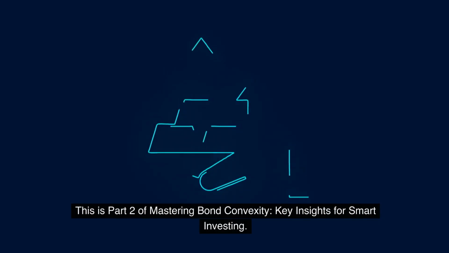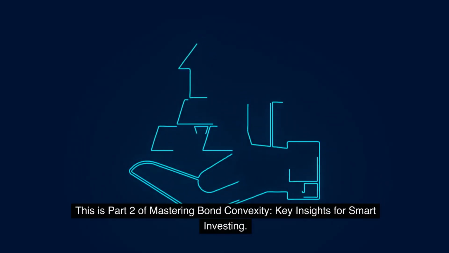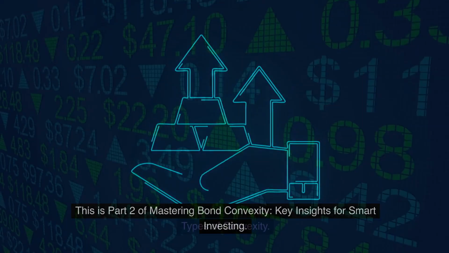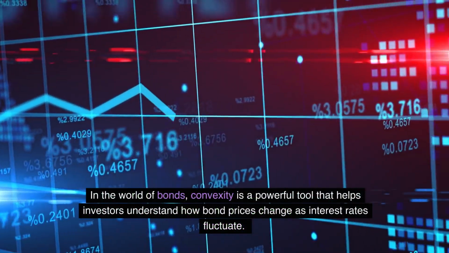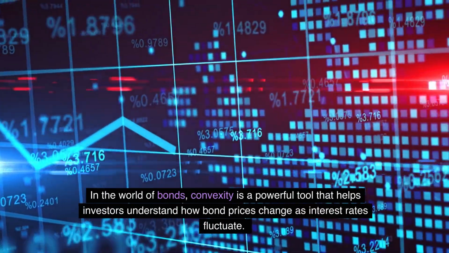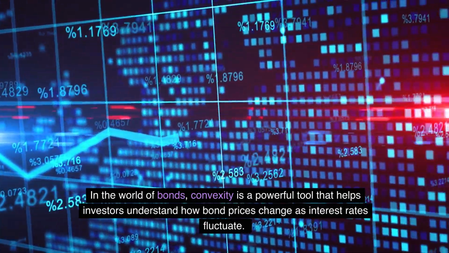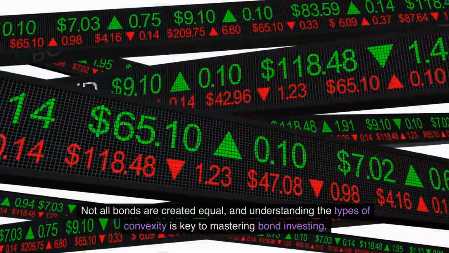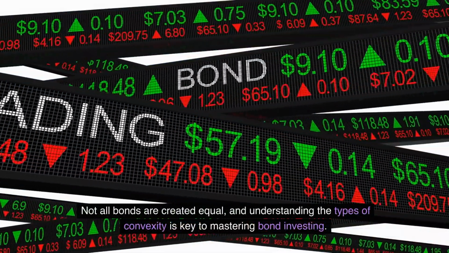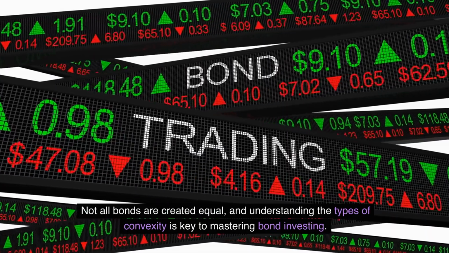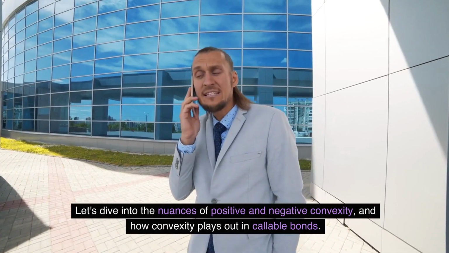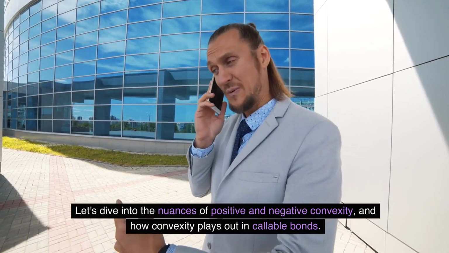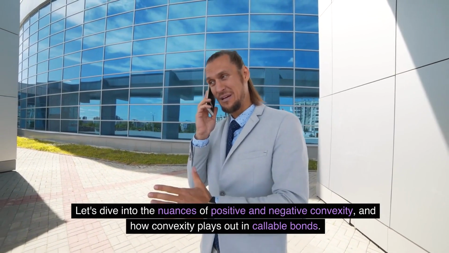This is part 2 of Mastering Bond Convexity, Key Insights for Smart Investing. Types of convexity. In the world of bonds, convexity is a powerful tool that helps investors understand how bond prices change as interest rates fluctuate. Not all bonds are created equal, and understanding the types of convexity is key to mastering bond investing. Let's dive into the nuances of positive and negative convexity, and how convexity plays out in callable bonds.